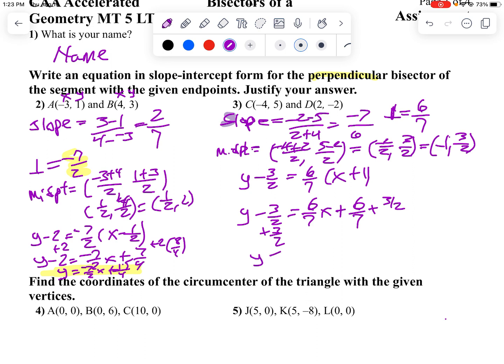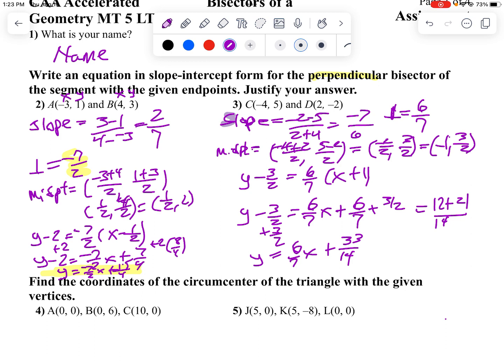So y equals 6 over 7x plus, let me see, I need a common denominator here. My common denominator is going to be 14. So I multiply 7 times 2, so I take 2 times 6 is 12. And 2 times 7 is 14, so 3 times 7 is 21. So 12 plus 21 is 33 over 14. And there's our answer to that one.